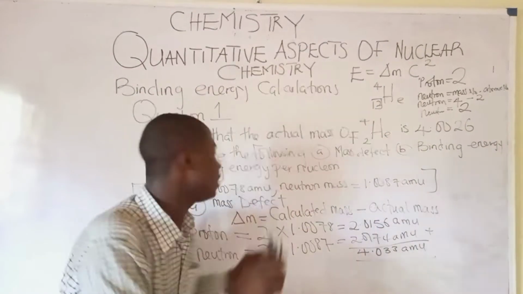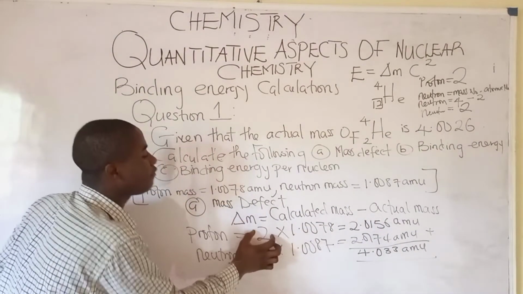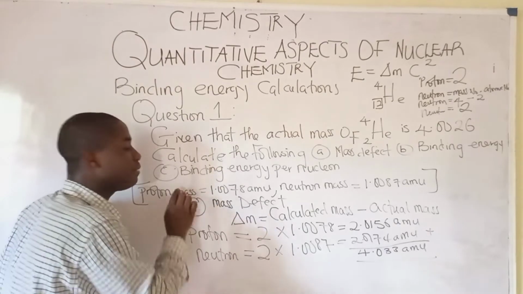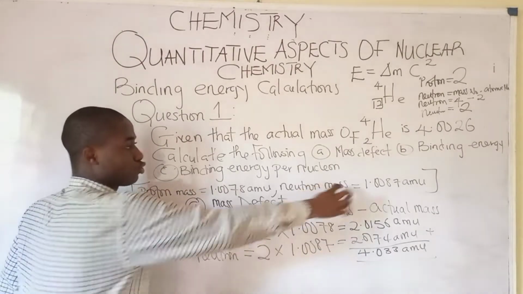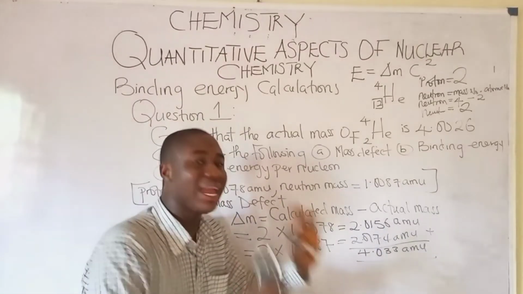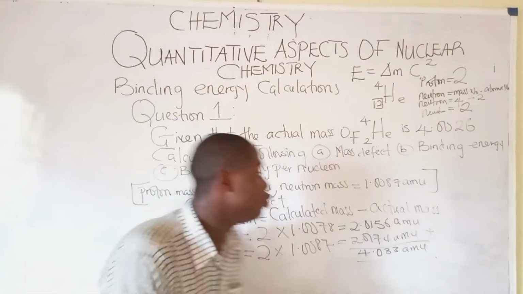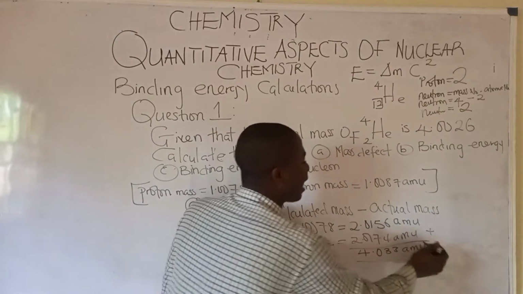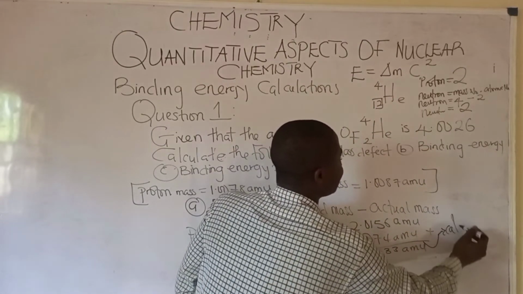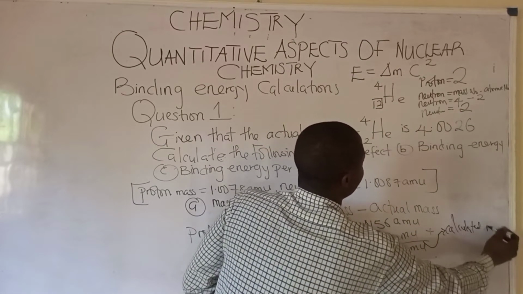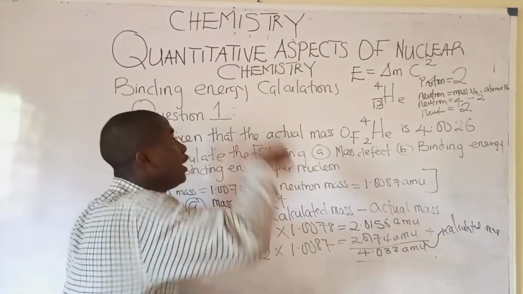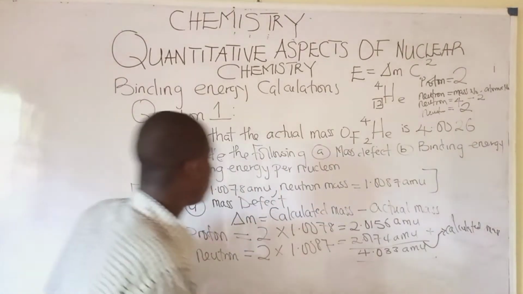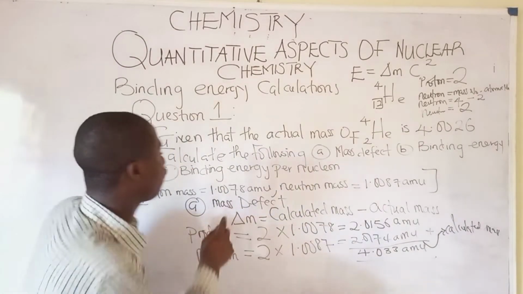After doing that, we multiply our value by the mass, and the mass is a constant. We multiply with this and with the neutron mass, so we got this. At the end, you now add both values. This value we just got is the calculated mass for the helium particle. So the next step to be taken is to solve for the mass defect.